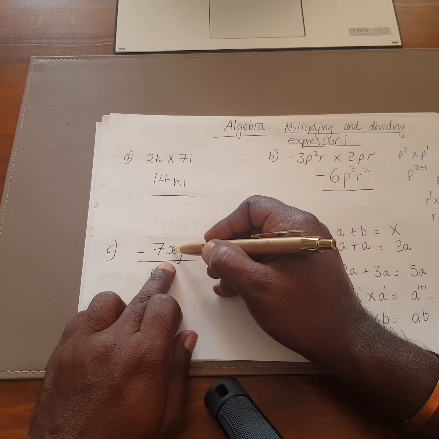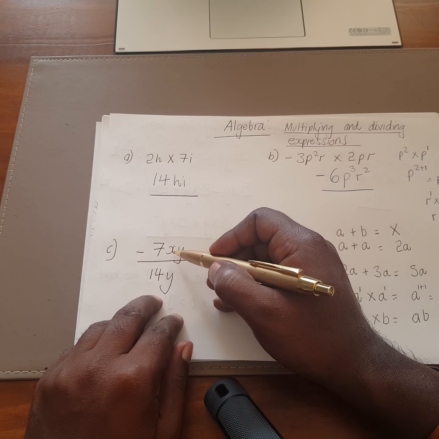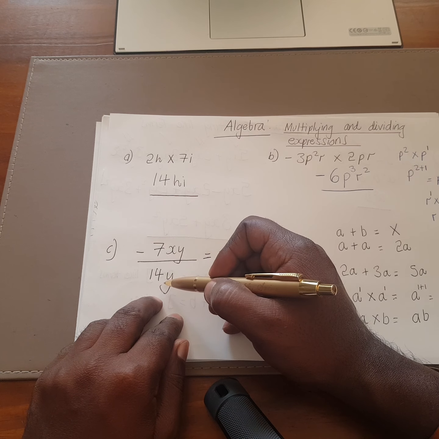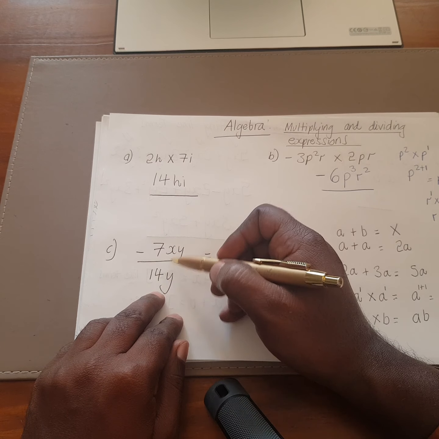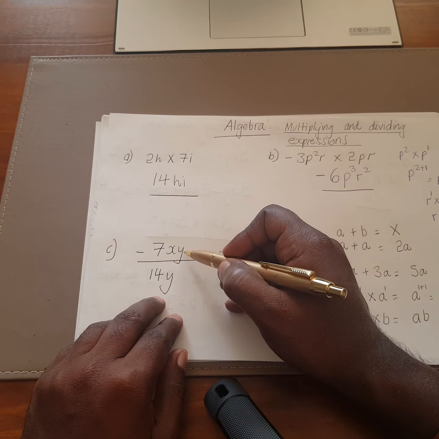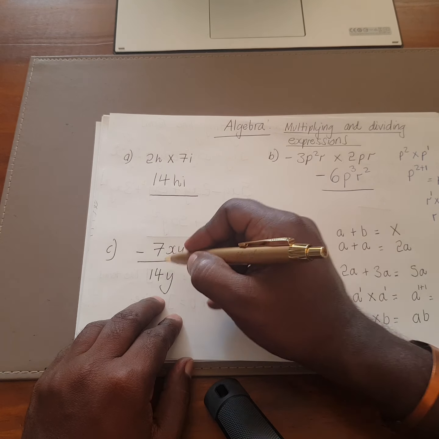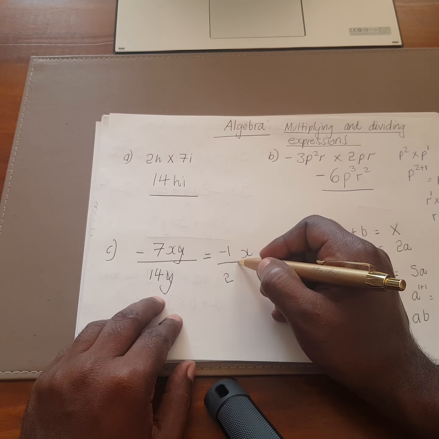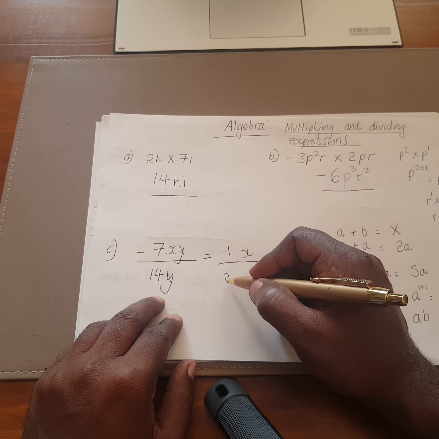Now you've got x, you have nothing to simplify. You have x in the numerator, but you don't have any letter or x in the denominator, so you leave that as an x. However, you've got y and y, they cancel out, so your final answer becomes negative 1 over 2x.